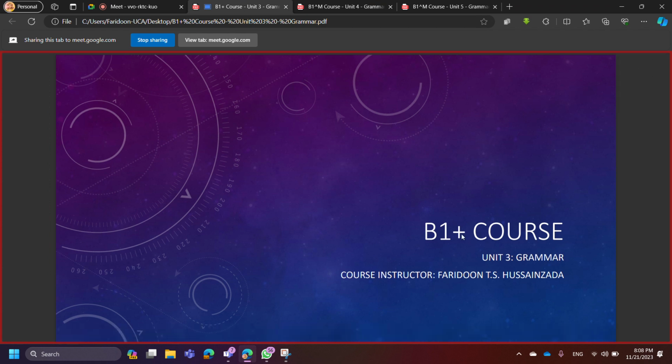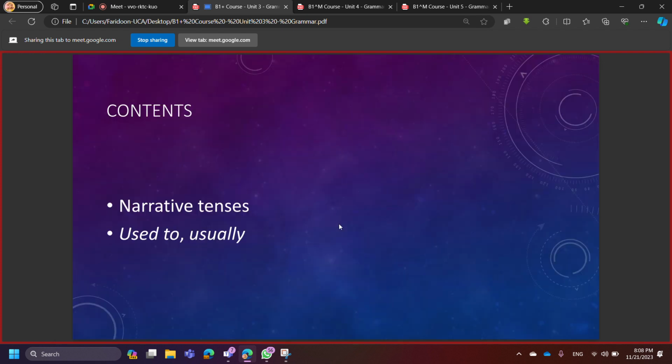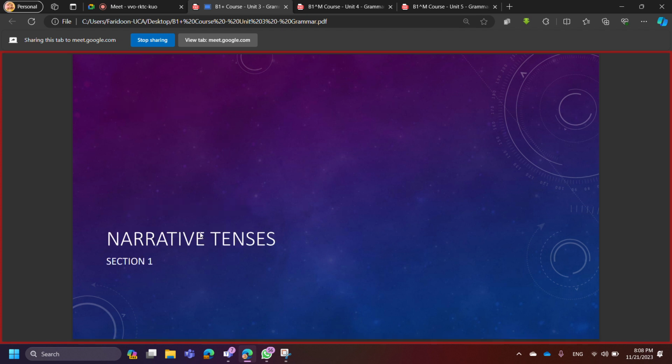We're going to start from unit number 3's grammar, and in here we have two things. The first thing we're going to focus on will be the narrative tenses, and after the narrative tenses, we will also learn a little bit about used to and usually. These two words, and how they're used and how they can help us. Starting with section number 1, narrative tenses.